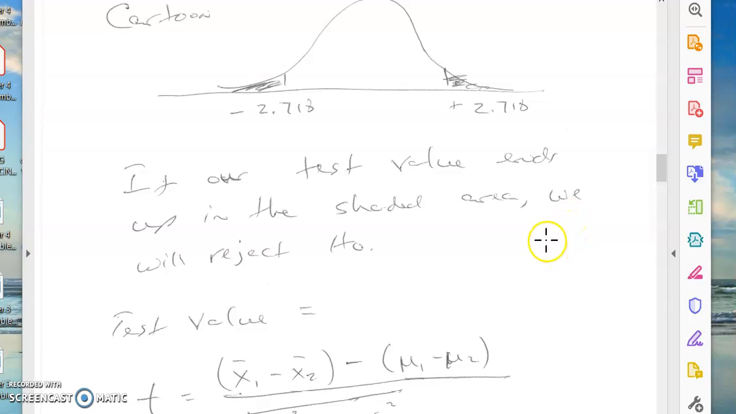And the reason we reject the null hypothesis is that if we end up either in here or in here, we're going to say it is so unlikely, it is only a 2% chance that we could end up in here or here, that we reject the null hypothesis. We say that there is a significant difference between the two X bars.